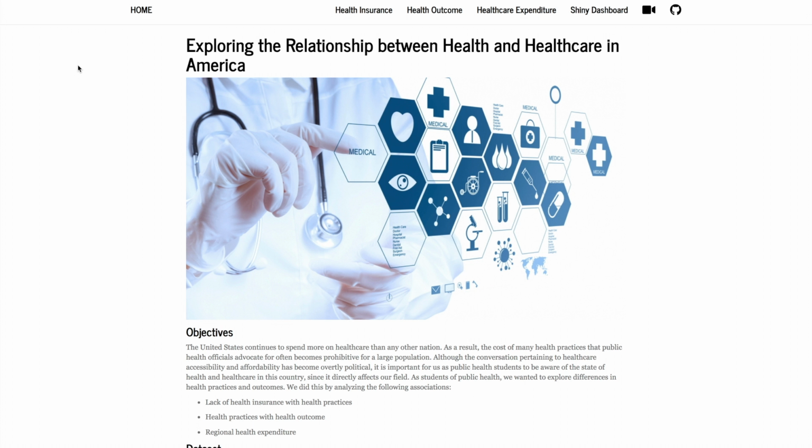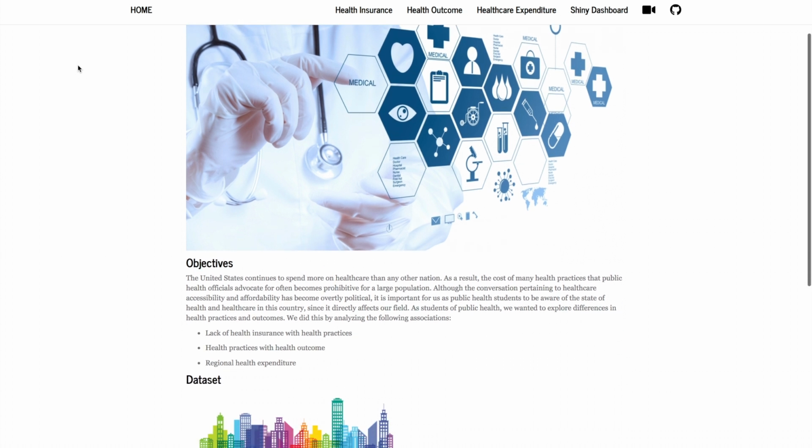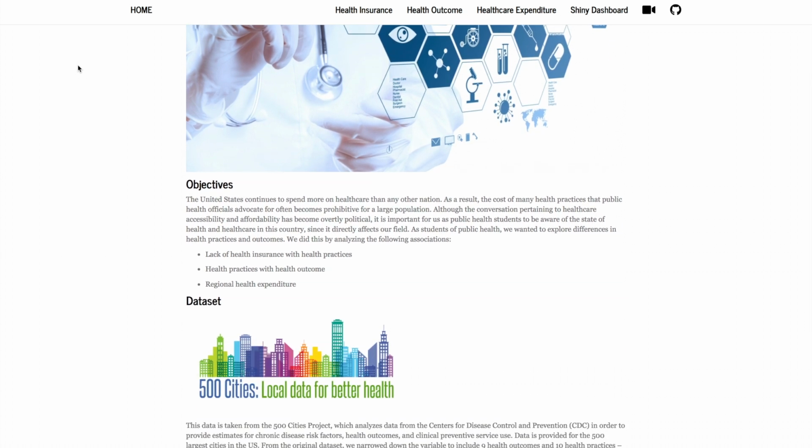For our project, we wanted to explore differences in health practices and outcomes, and we did this by analyzing the various associations between lack of health insurance, regular health practices, health outcomes, and healthcare expenditures per state. The data is taken from the 500 Cities Project, which analyzes data from the CDC in order to provide estimates for chronic disease risk factors, health outcomes, and clinical preventive service use.